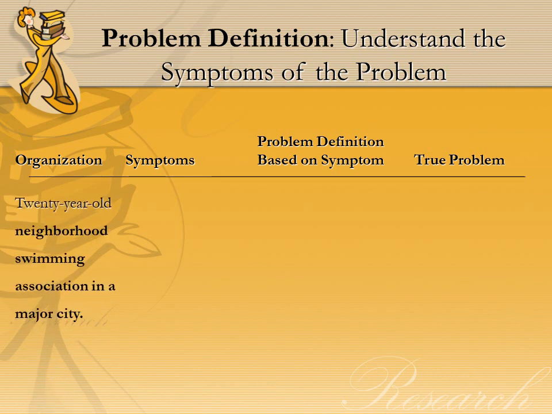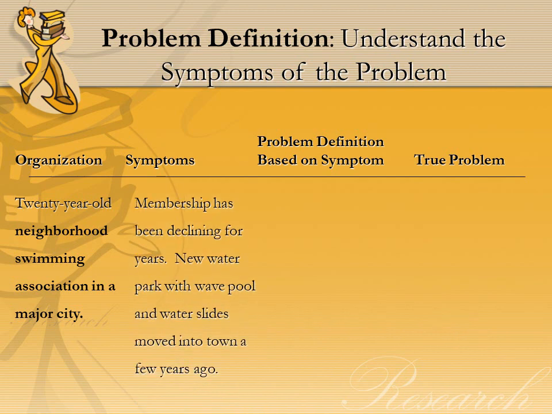Suppose your 20-year-old neighborhood swimming pool association was opened 20 years back in a major city. What is going on here right now is that membership with your swimming pool association has gone down. A new water park nearby with a wave pool and water slides came into the town a few years ago, and because of that, or because of many other factors, your membership is going down. Is that the reason why it is going down?